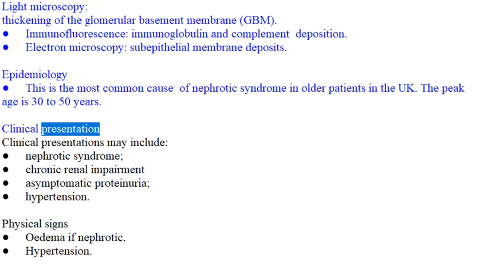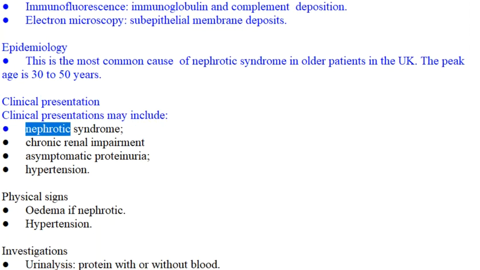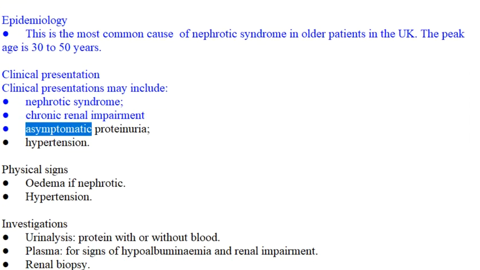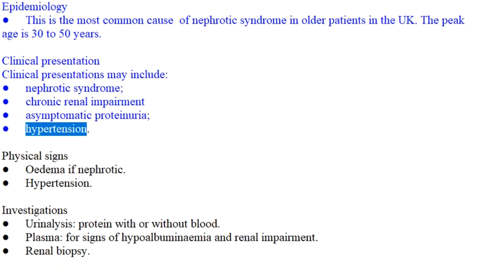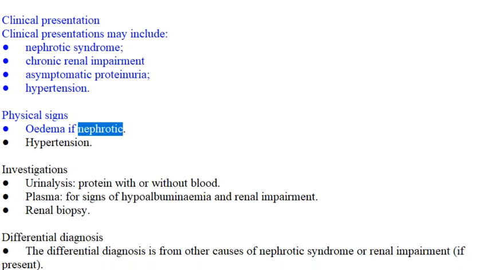Clinical presentation. Clinical presentations may include nephrotic syndrome, chronic renal impairment, asymptomatic proteinuria, hypertension. Physical signs. Edema if nephrotic. Hypertension.